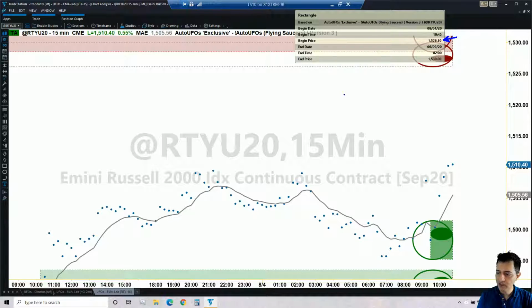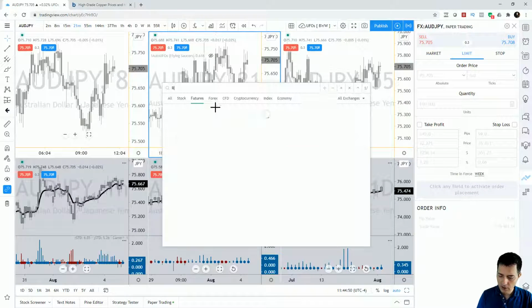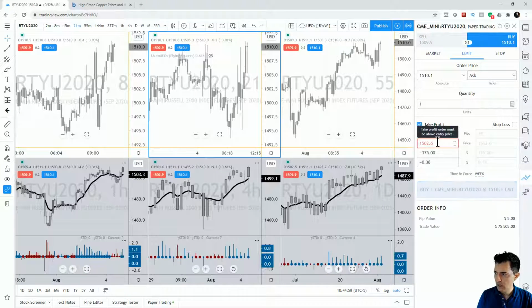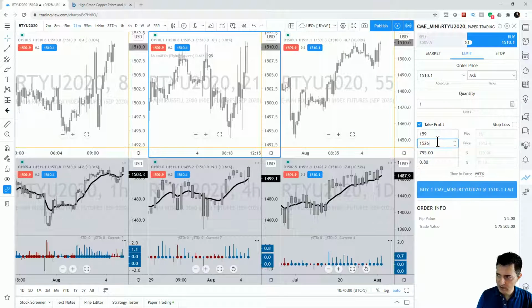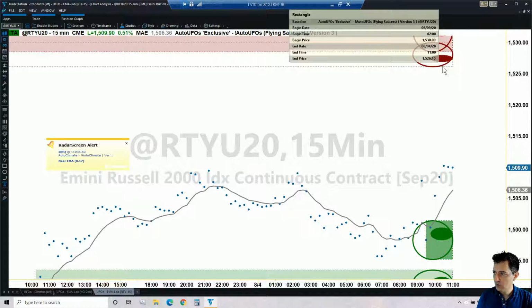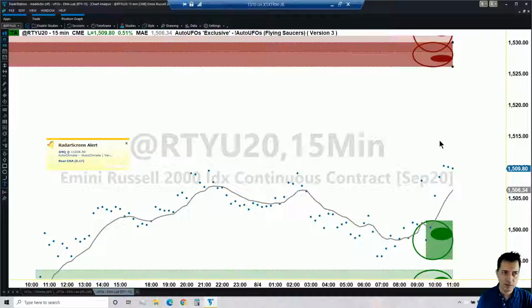Okay, 1526.10. Let me write it down so we don't forget this. RTYU 2020, this is the contract. If we were to go long, our target would be 1526.10. This will be the location for our target. I'll come back to this to see if we have a trade or not. Maybe we don't have a trade at all.